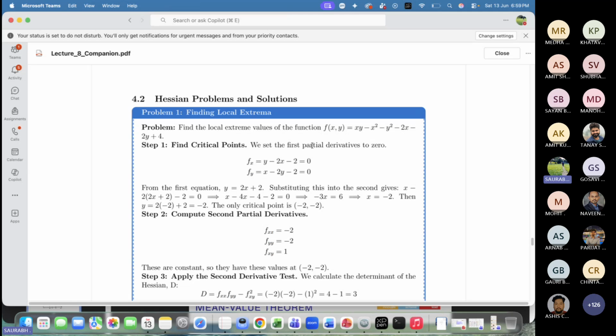It will always be a two variable function, that is almost certain. So practice these types of problems more.